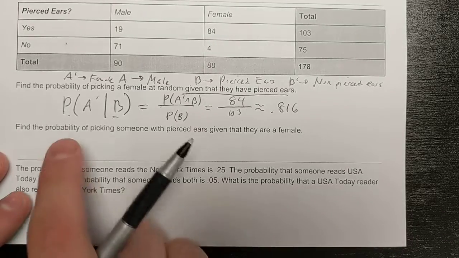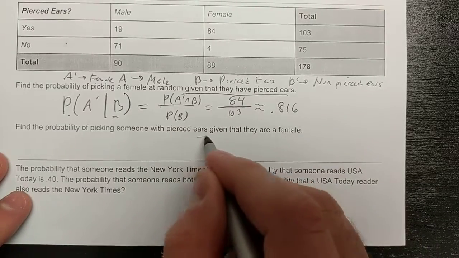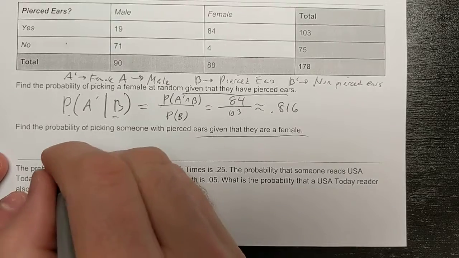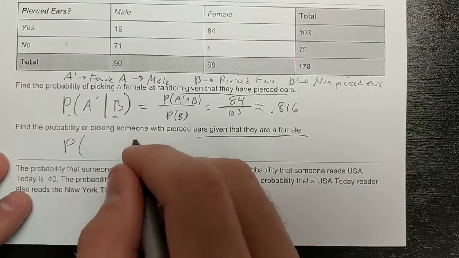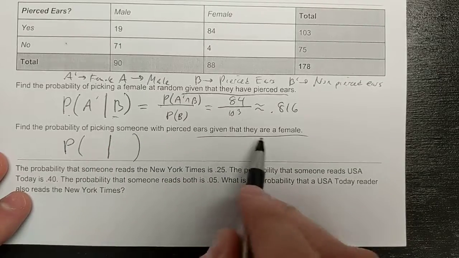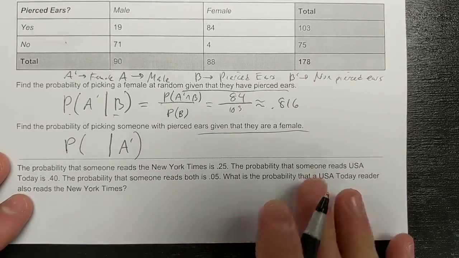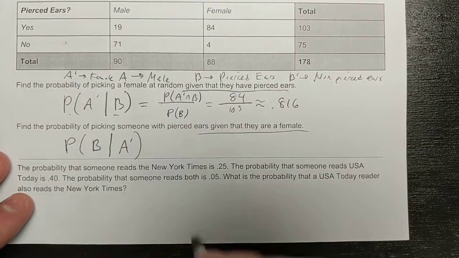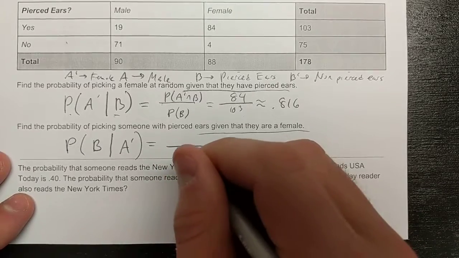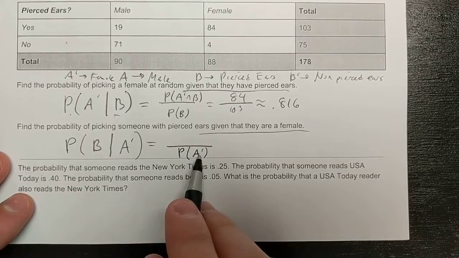Next, find the probability of picking someone with pierced ears given that they are a female. So this may look like the exact same statement, but it is written in the opposite direction. So the probability will be different because it's a different condition. So the condition here is that they are female. So given that they are a complement of A, find the probability of B. Now our denominator is going to change, but our numerator is not.